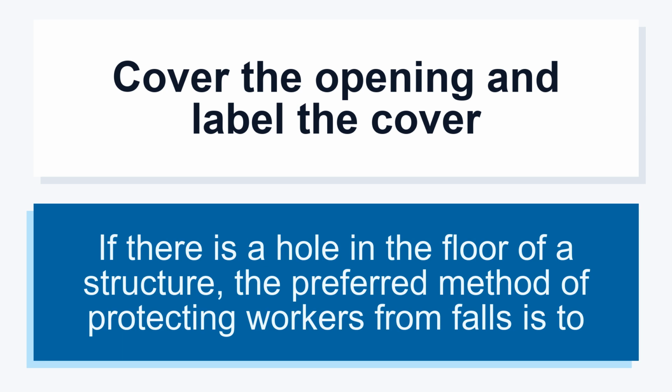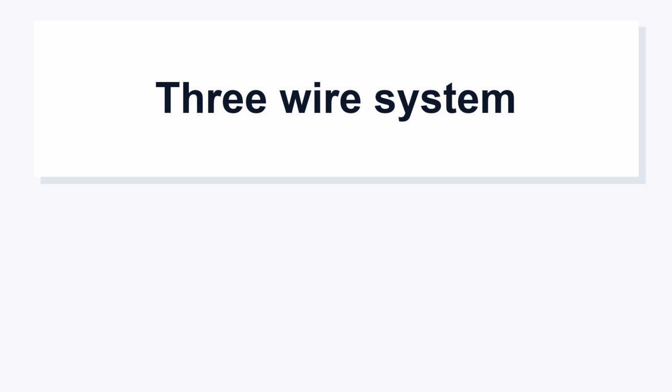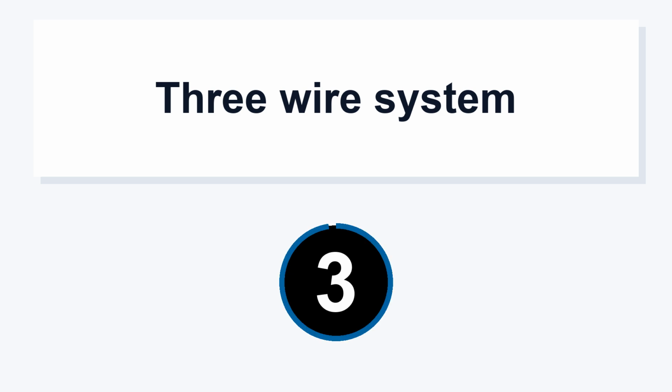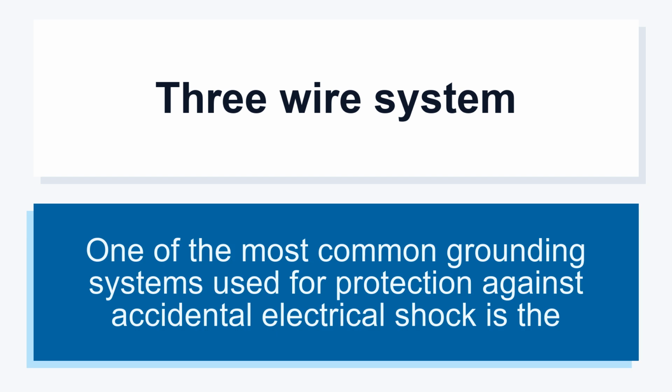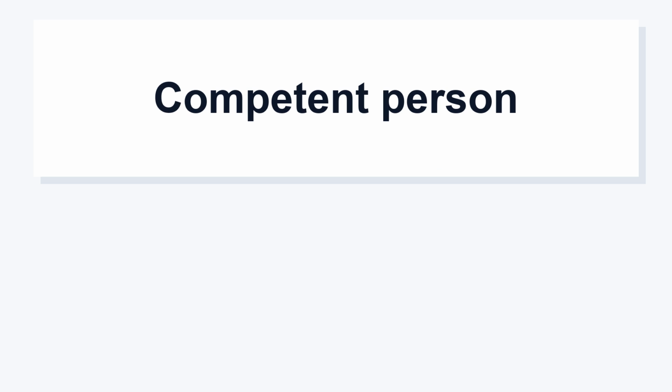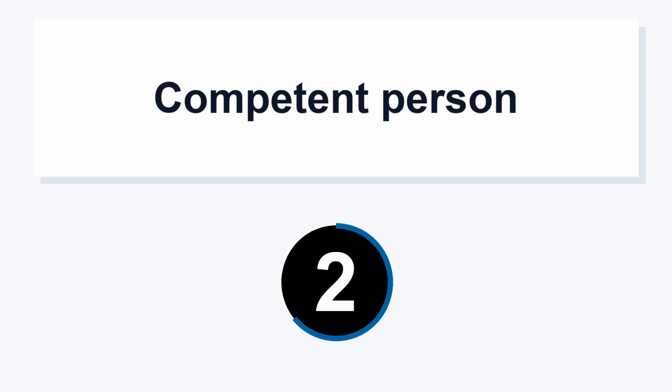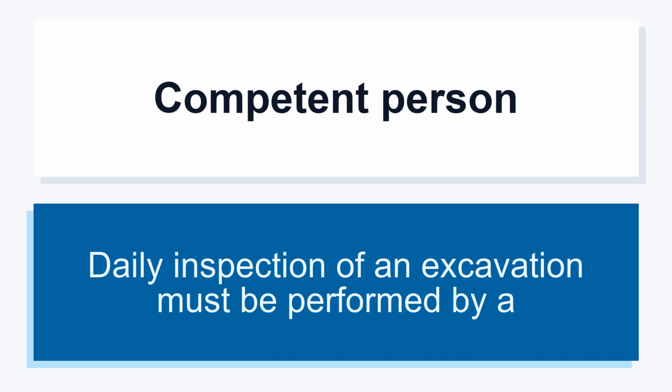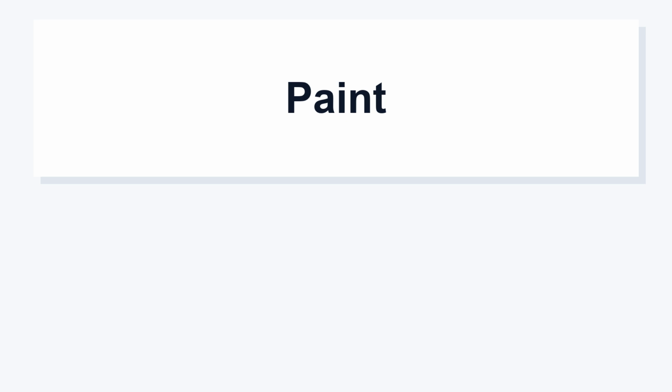If there is a hole in the floor of a structure, the preferred method of protecting workers from falls is to cover the opening and label the cover. One of the most common grounding systems used for protection against accidental electrical shock is the 3-wire system. Daily inspection of an excavation must be performed by a competent person. Paint.